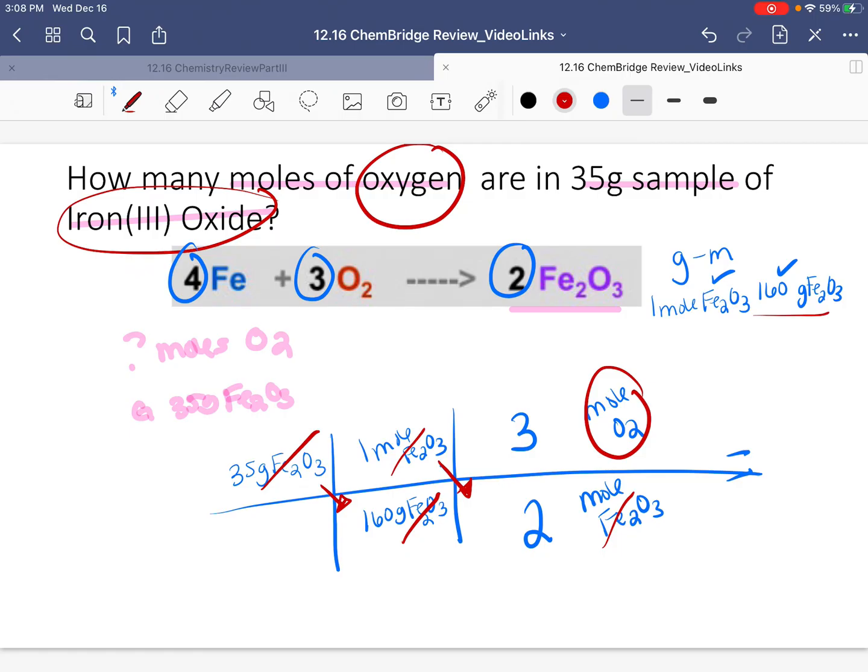So you multiply across 35 times 3. And then you're going to divide that value by 160 times 2. And you should get something around 0.328, but I'm going to round off to 0.33 moles of oxygen.